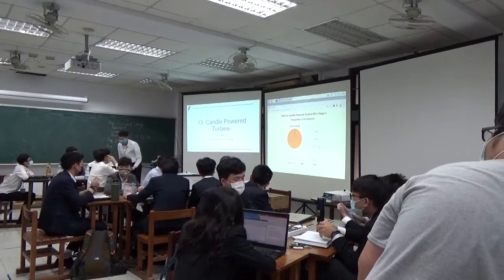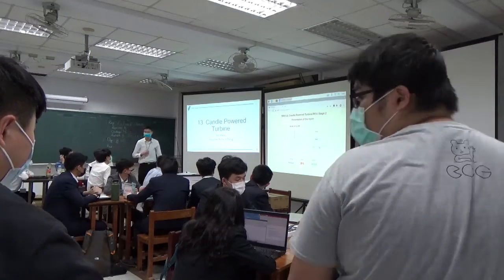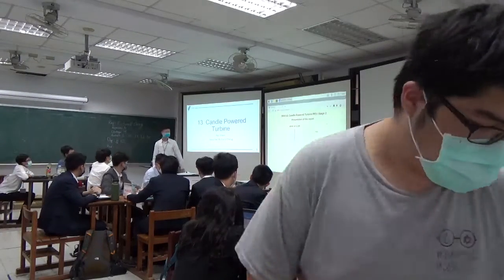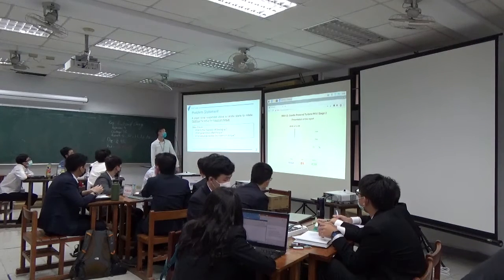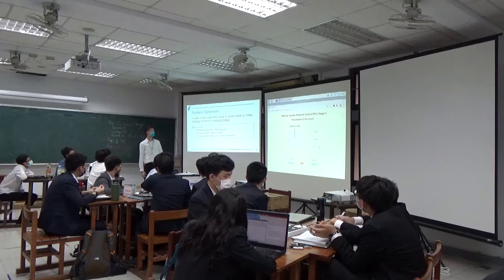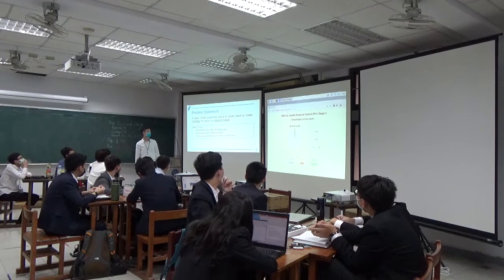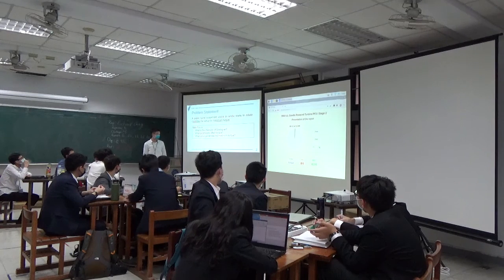Richard, please go ahead. Hello, I am Richard from Uniters, and I'll be presenting on the panel power turbine. So the problem statement states that a paper spiral suspended above the panel starts to rotate. Optimize the setup for maximum torque.